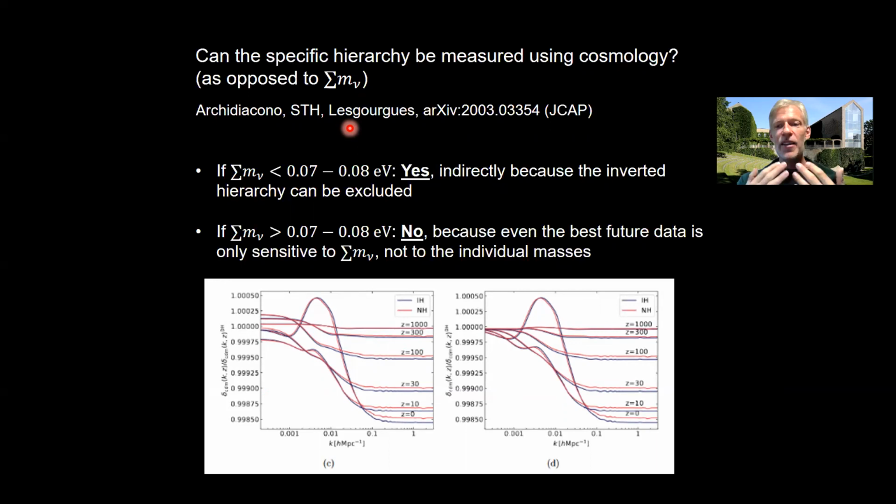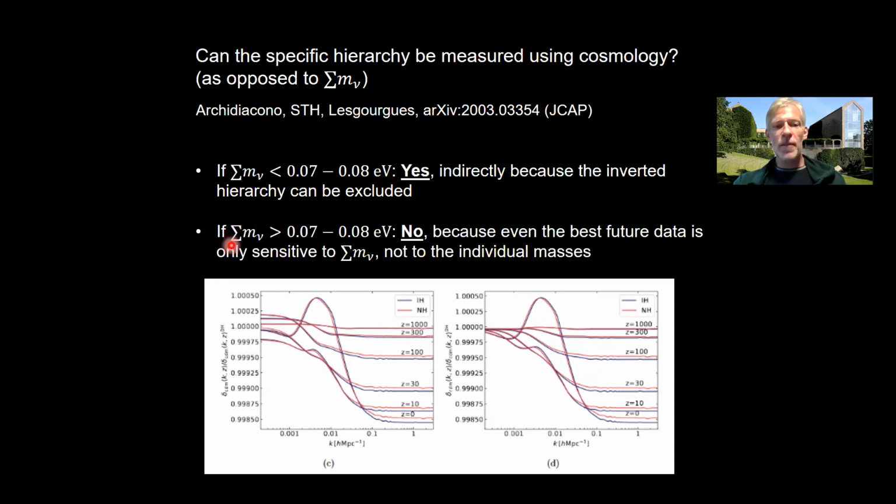What cosmology can and will measure is the contribution of neutrinos to the energy density, not the ordering of the mass states. So the only thing you really can say is that if we probe the neutrino mass sum to be less than about this range here, we can exclude the inverted hierarchy based on the fact that you cannot go much below 0.1 electron volt in the sum of neutrino masses. But that's an indirect statement. It's not a direct measurement of the mass hierarchy.